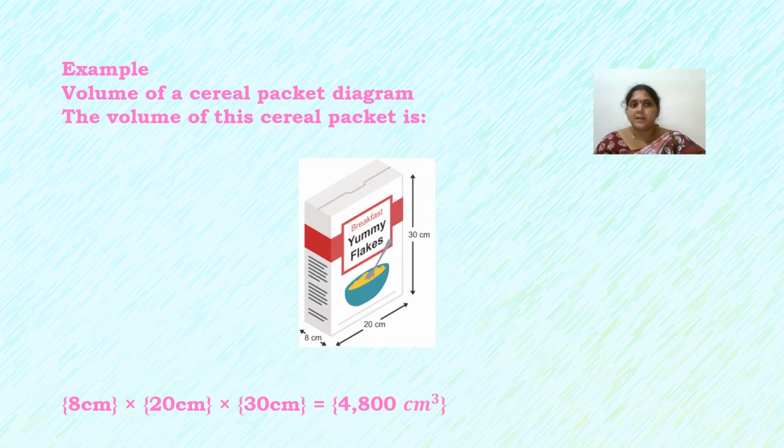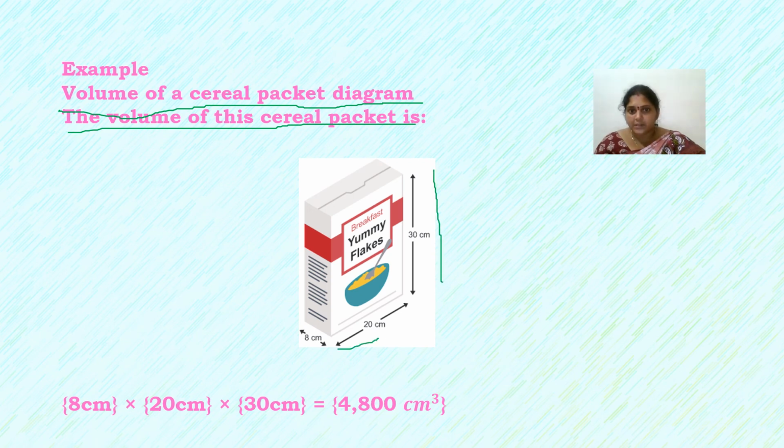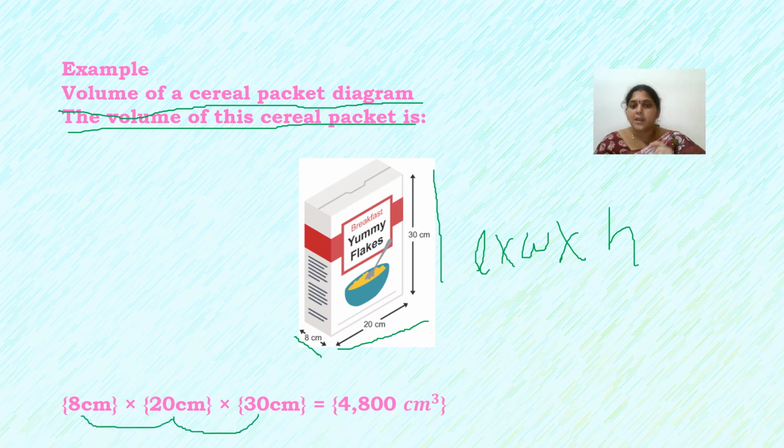Now, example here, volume of a Cerelac packet. What is our height? 30 centimeters. What is our length? 20 centimeters. What is our width? 8 centimeters. Now, what you have to do? You have to multiply length into width into height. When you are multiplying all the three here, you will be getting your answer as 4,800 centimeters cube. This is how you are going to calculate when length, breadth and width are given for a cuboid.